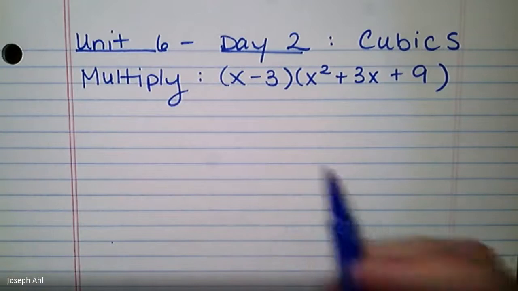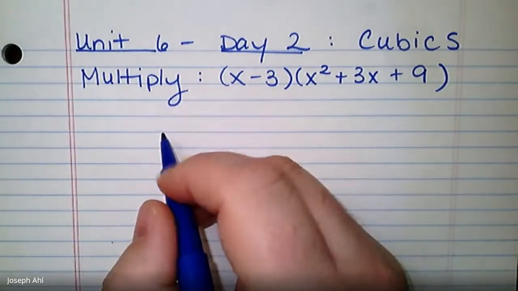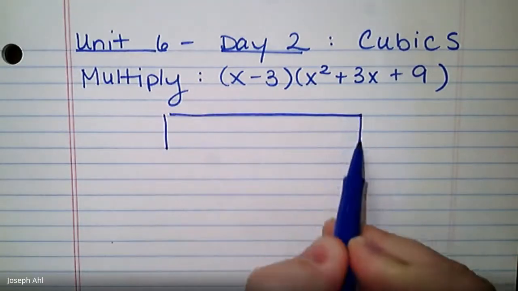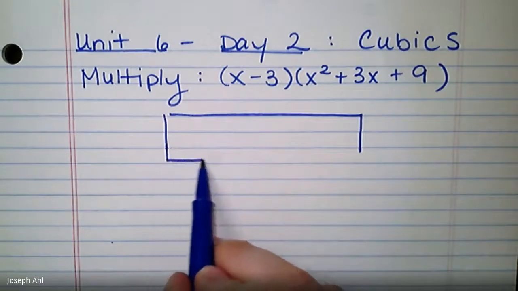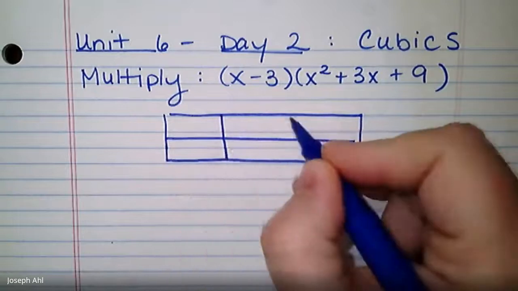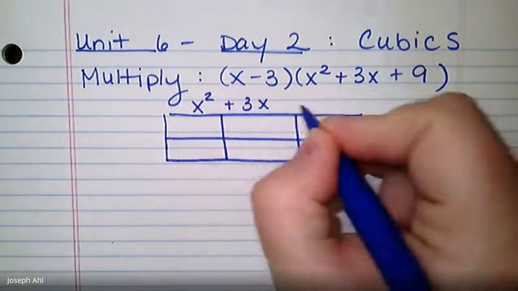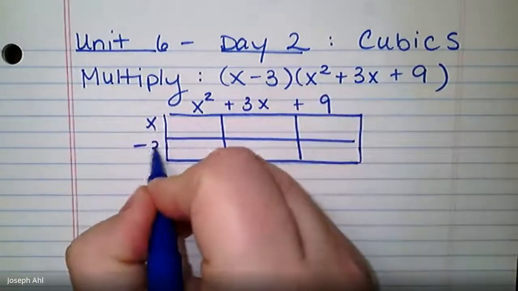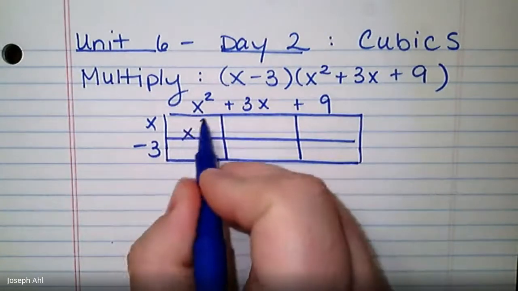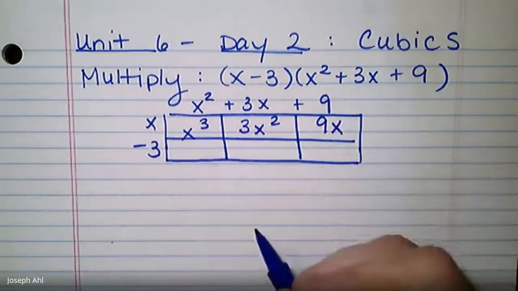So while you're getting yourself all situated there, I'm going to start writing my product out. So let's see, we have a binomial times a trinomial. I'll put the trinomial across the top and I'll do some box method here. And then I'll put the binomial on the side here. So x times x squared is x cubed. Then x times 3x is 3x squared. And then 9x in the last spot.